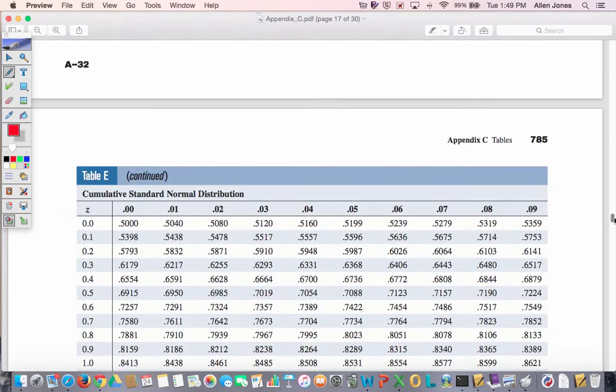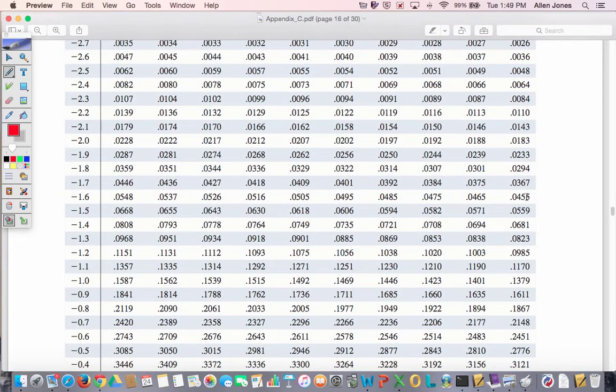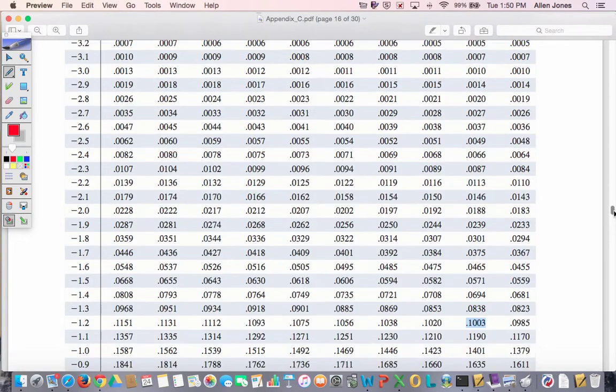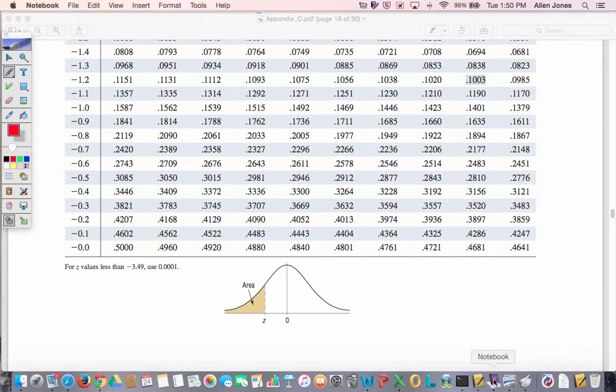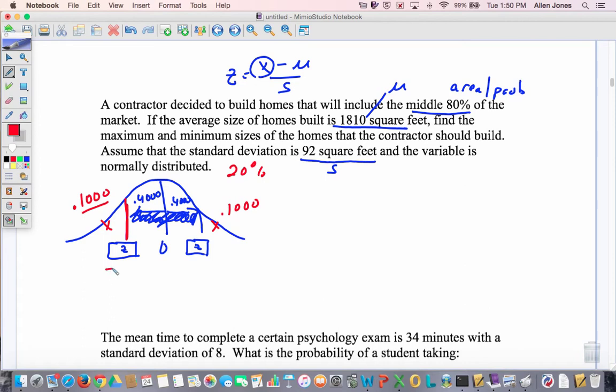So I'm going to pull up the table here, go inside the table. We have to go to the negative side of this, and we're going to find the value closest to 0.1000. As we move across here, notice I have 0.0985 here and 0.1003 here. I hope we would all agree 0.1003 is much, much closer than 0.0985. So I work backwards from my z-score. It's 1.2, and we go to the top, 8. So 1.28. That's my z-score, negative 1.28. Pulling back up my notes here, my z-score on this side is negative 1.28.